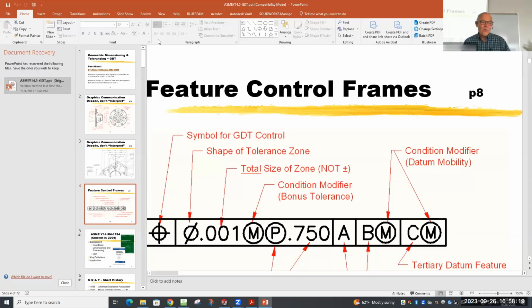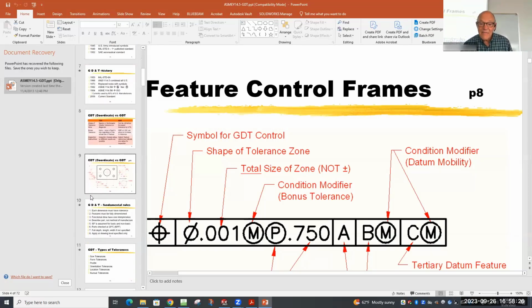This is a far more logical control than having an angular tolerance. And the reason is, so I have that slide here.